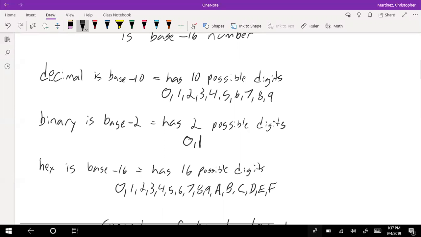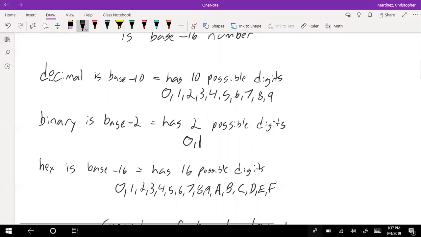spot. Well, let's look at binary. Binary is base 2. There are only two possible digits, a 0 and a 1. If we're on the 1 spot and we need to add an extra 1, we're going to come back around to a 0. Next spot gets another 1.